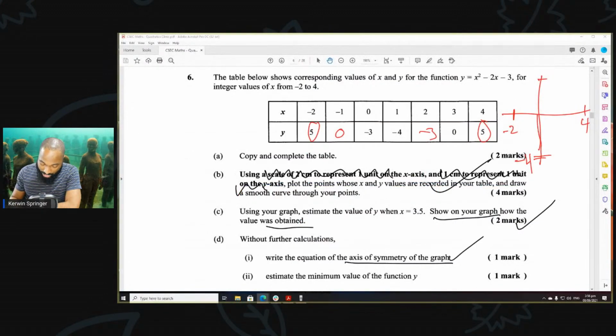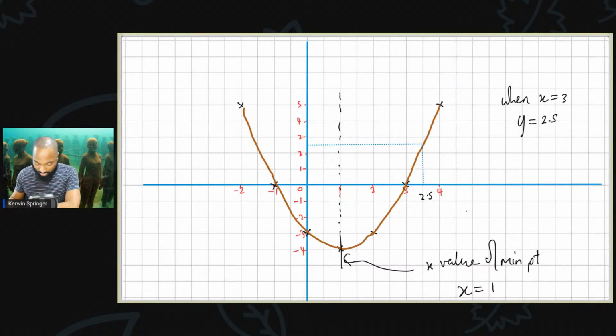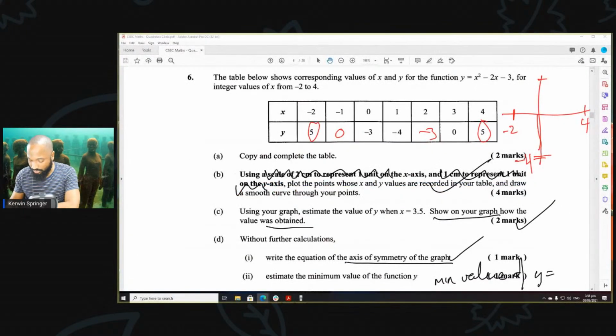Okay, and estimate the minimum value of the function y. You don't even really need to estimate, look it right here. This was the lowest that it went. So the minimum value of y is equal to... I don't like to put y is equal to that. The minimum value of y is, because it's not like y is equal to that, right? So it kind of is. The minimum value of y is equal to -4.